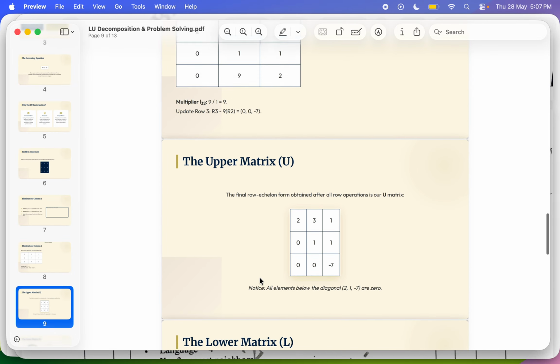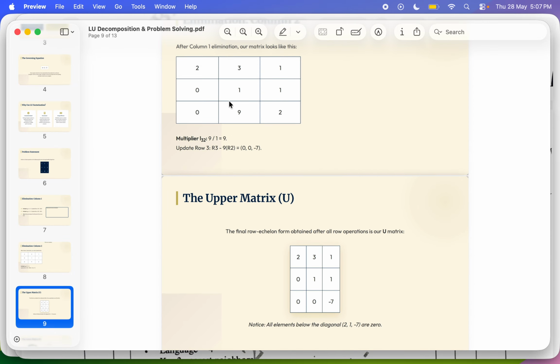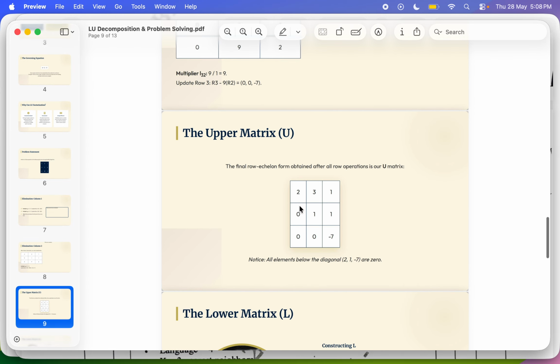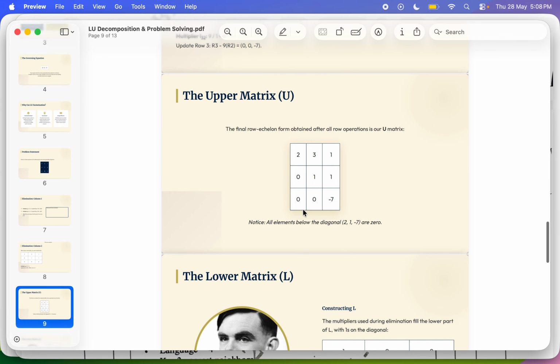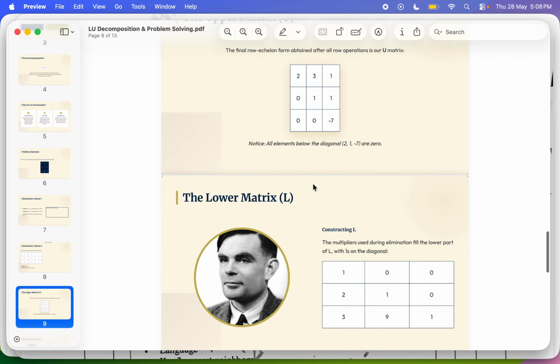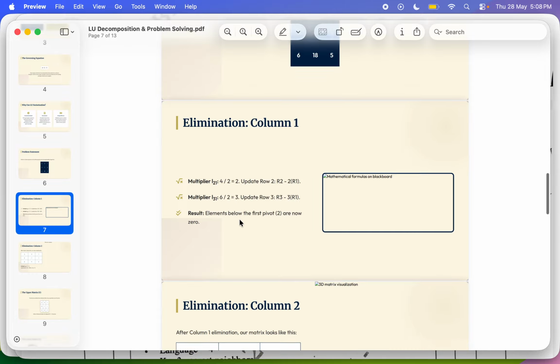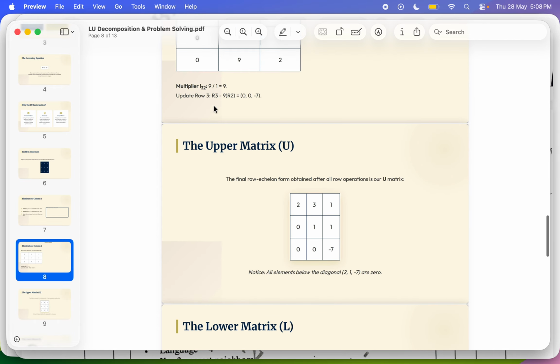Similarly, the upper triangular matrix we easily got. This is our upper triangular matrix after final substitution. Now the lower triangular matrix we got in the row elimination method, that is L21, L31 and L32. L21 is 4 by 2, which is 2, L31 is 6 by 2, which is 3, and L32 is calculated here, which is 9 divided by 1, which is 9.